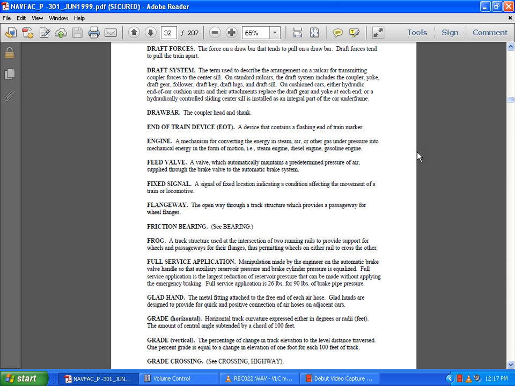Grade horizontal, the horizontal track curvature expressed either in degrees or the radius in feet, and the amount of central angle subtended by a chord of 100 feet.